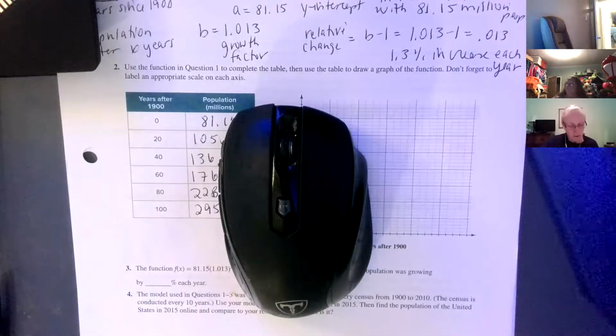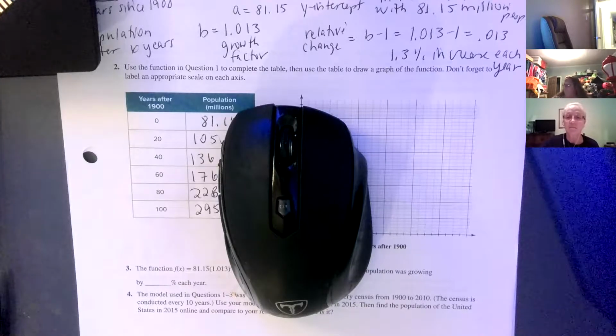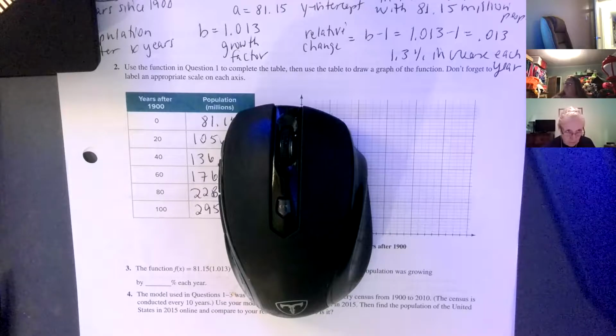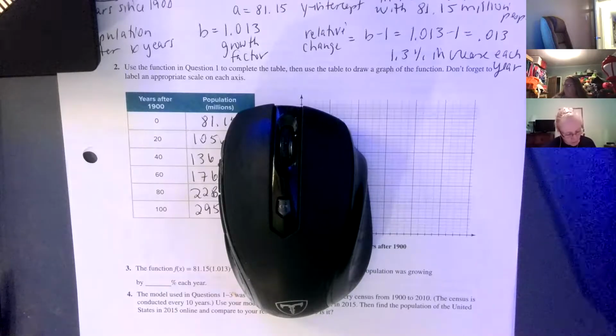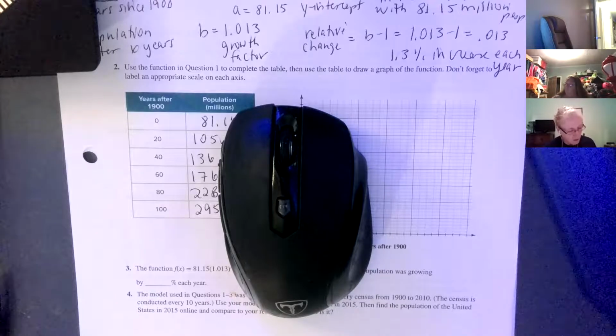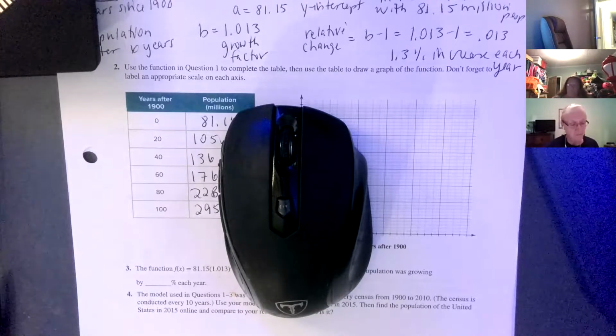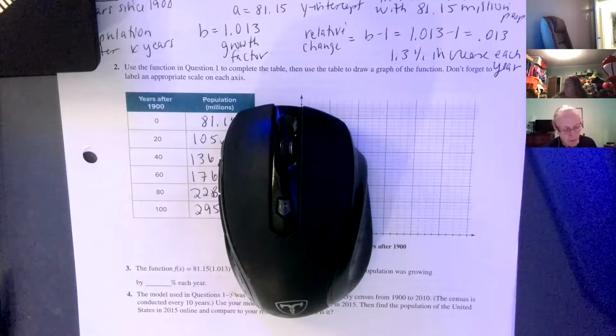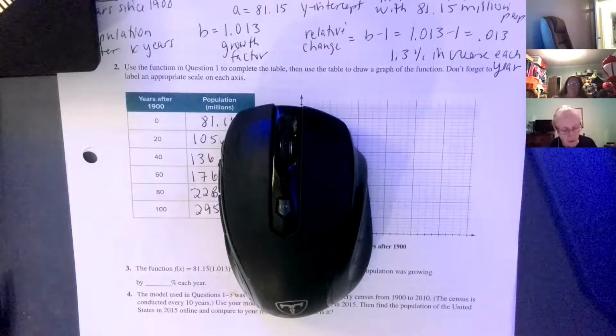Okay, so this is growth, so it's exponential, right? Because it's going up. It's just slow. The population was growing by what she said was 1.3% each year. I want to see where she came up with the 1.3% though. Growth factor and relative change. Oh, that must have been it.